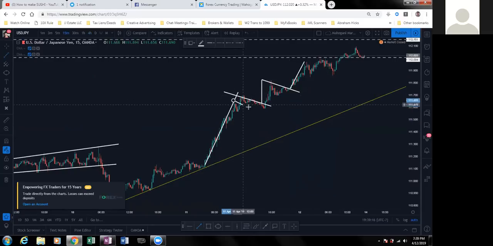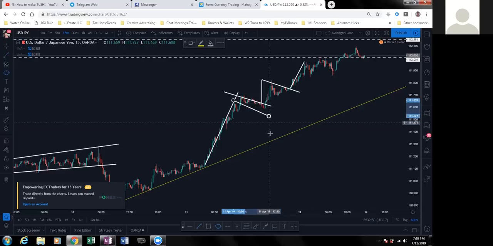Impulse, correction. We get in when the correction is broken. That's okay. So there are a few ways to get in. Now I'm going to share this with you. There is getting in on the breakout of a correction. There are risky moves too. This right here is an impulse, correction. The correction goes in the opposite direction of the impulse. And then there's this right here, an impulsive move.